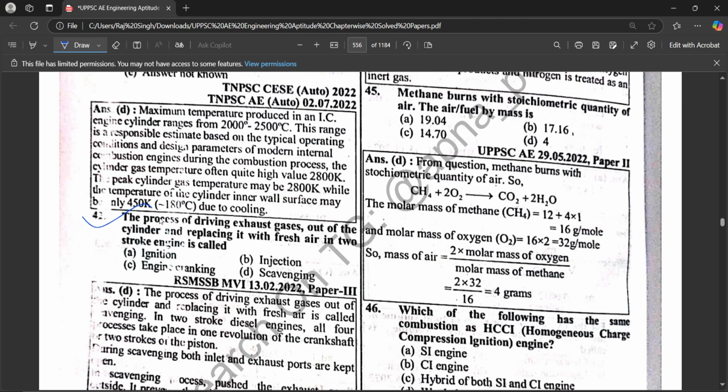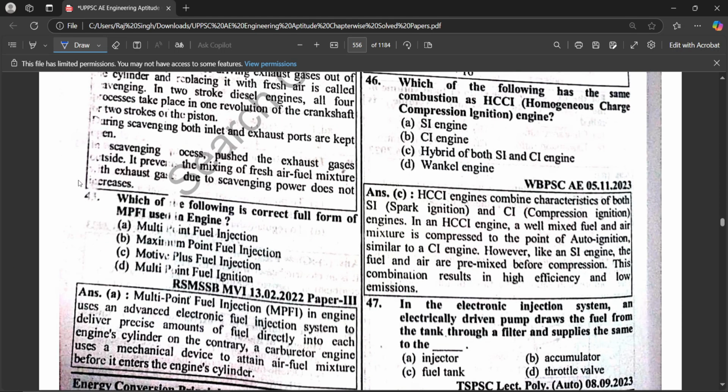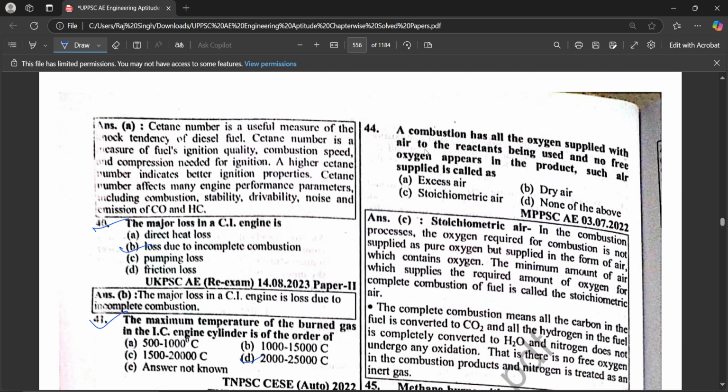The process of driving exhaust gases out of the cylinder and replacing them with fresh air in a two-stroke engine is called scavenging. Which of the following is the correct full form of MPFI used in engines? Multi-point fuel injection. In a combustion with all the oxygen supplied with air to the reactant being used and no free oxygen appearing in the product, such air supply is called stoichiometric air.